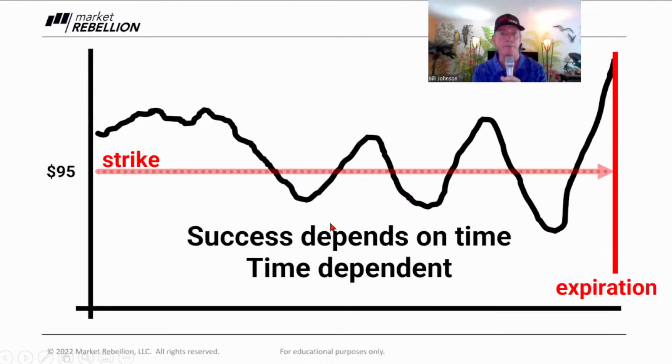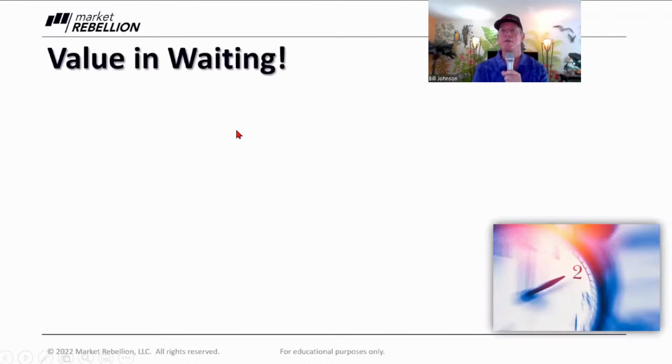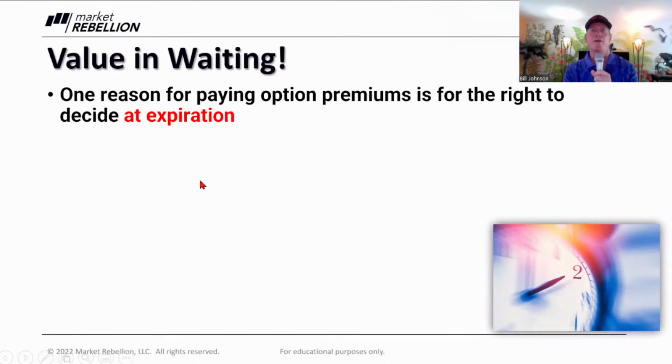This is why you pay for options and you don't pay for stops. So there is value in waiting. So always remember, when you're dealing with options, yes, you have the right to exercise to buy or sell, but you also, equally important, have the right to not exercise. We have the right to walk away. All right, so one reason for paying for option premiums is for the right to decide whether we should buy or sell. That's a really powerful thing.